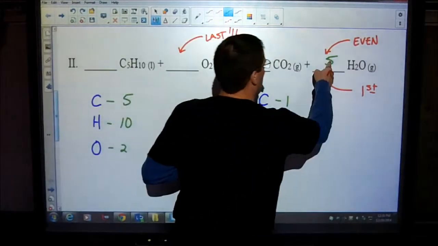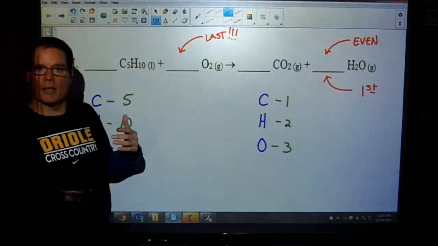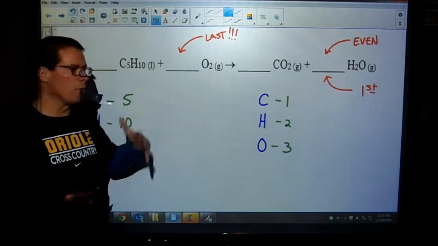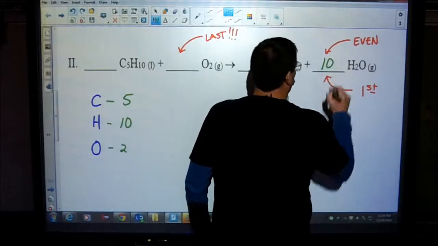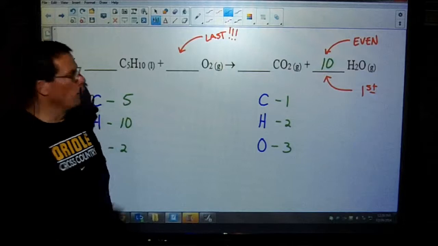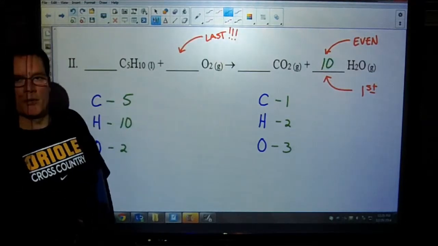So I don't want an odd number. I want an even number that is divisible by 5. So whenever you see something like that, just multiply it by 2. So 5 times 2 is 10. Trust me, that one step right there, or those 2 steps right there, are going to save you so much time when balancing these combustion reactions.